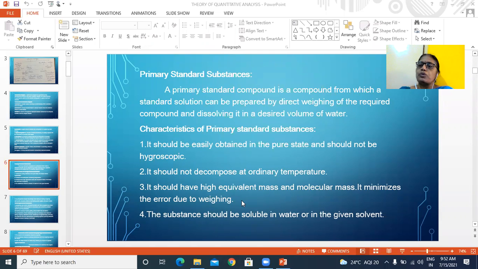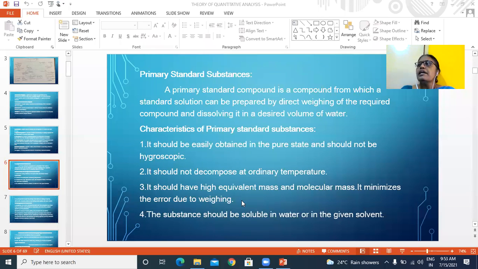In general, we have to calculate the concentration with respect to 1 liter only, because as per the definition of molarity, it is the number of moles of a solute present in 1 liter of the solution, so we have to convert into a 1 liter solution. Even though we prepared using a 250 ml standard flask, how can we calculate it? 250 by 1000, which automatically converts it for a 1 liter solution.